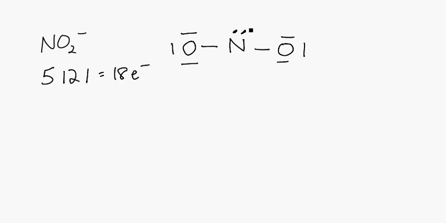It only has 2, 4. Remember, each bond counts as 2 electrons. So 2, 4, 6 electrons around it. So the only way for nitrogen to complete its octet would be if it made a double bond with either of the oxygens. And if we put a double bond in, then we have to remove one of the lone pairs on that oxygen. So here we are.